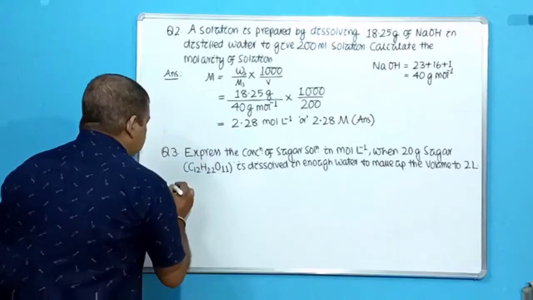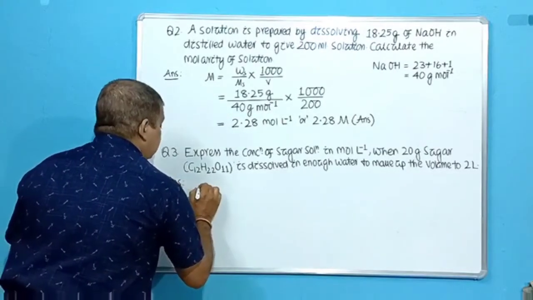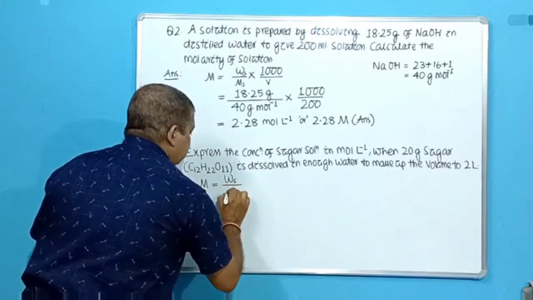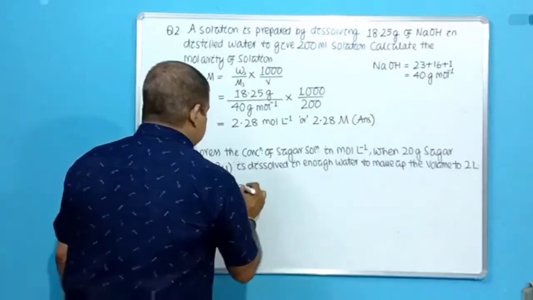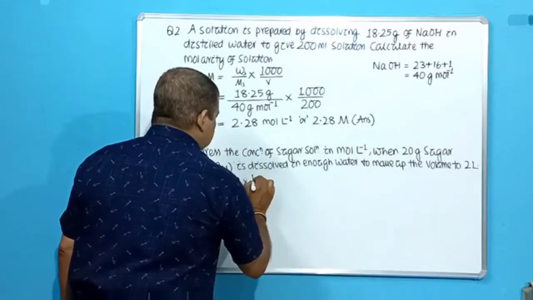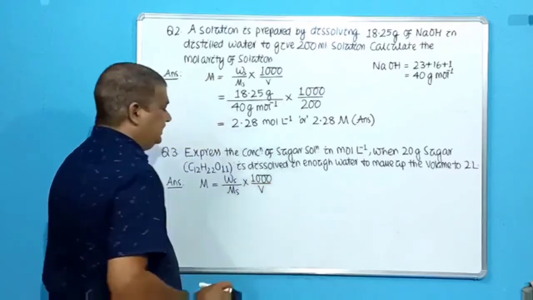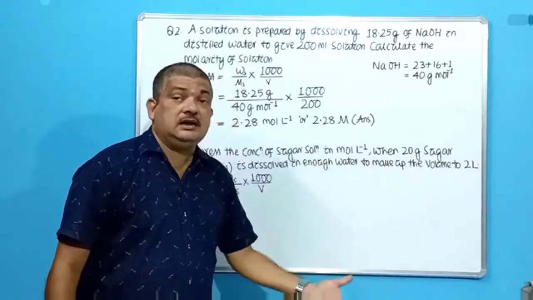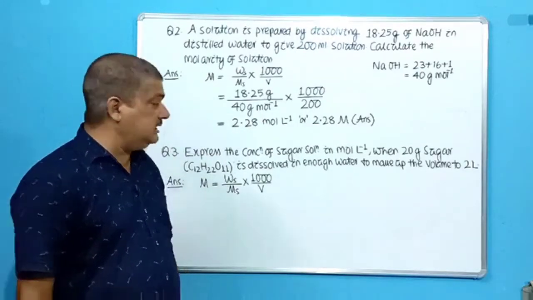So, everything is given here. Same formula. How to solve it? Molarity will be WS by MS, that means mass of the solute divided by molar mass of the solute, into 1000 by V, where V is the volume of solution in milliliter, but it is given as liter, and you know 1 liter is equal to 1000 milliliter. That means 2 liter will be 2000 milliliter.